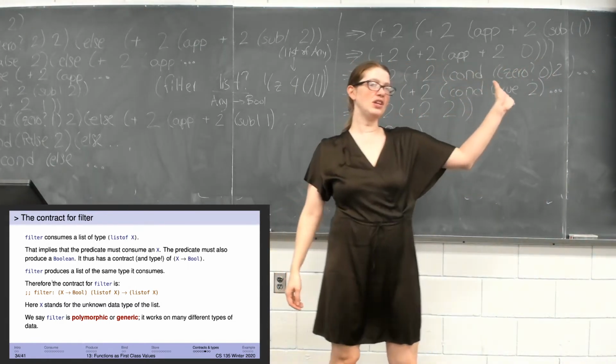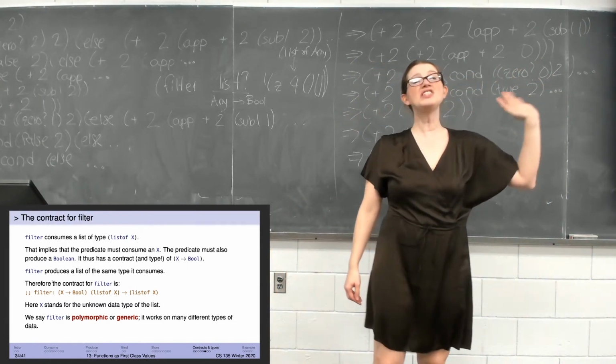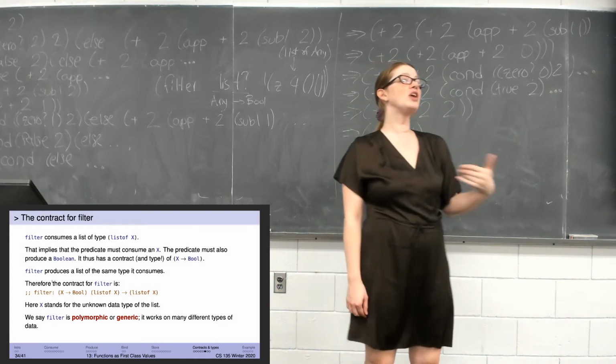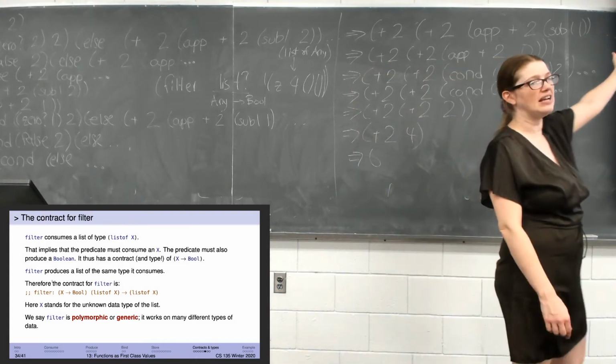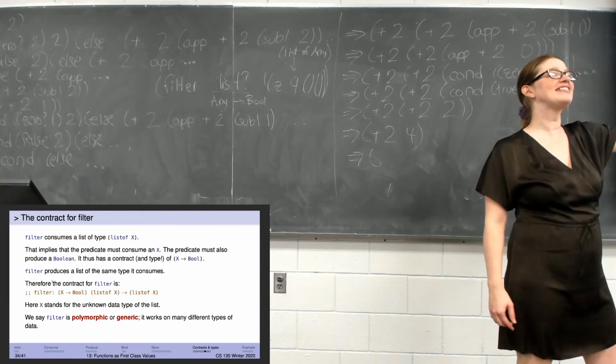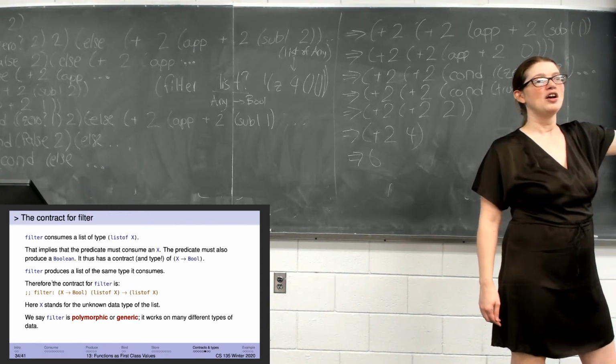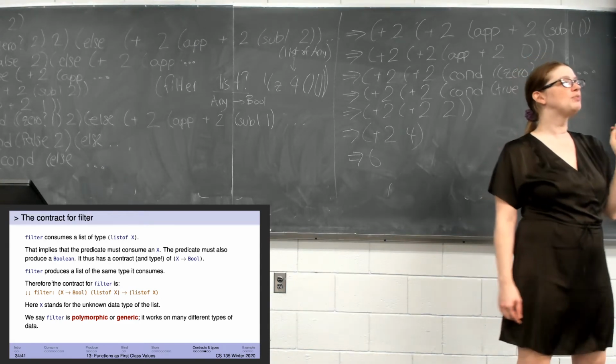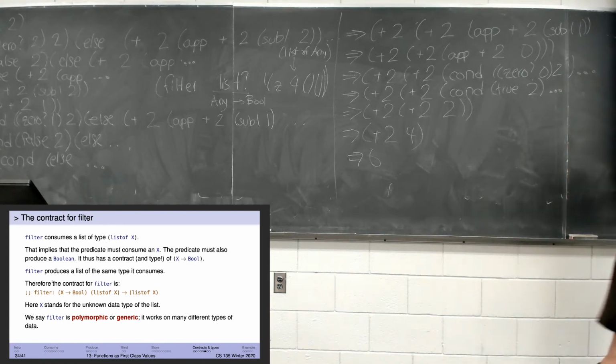So this is much more clear. Now, what's interesting is that the contract on the previous slide is actually contained in here, because I can say x is any. But I'm also now being much more clear about saying that if this is a list of numbers, that this predicate must also consume numbers, and this must be a list of numbers. So it's just a more precise way of doing it.